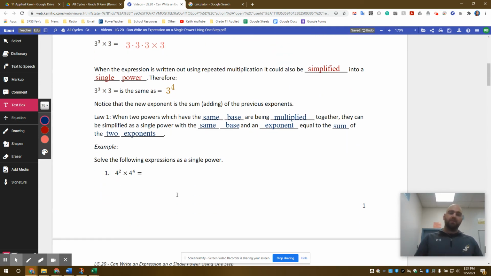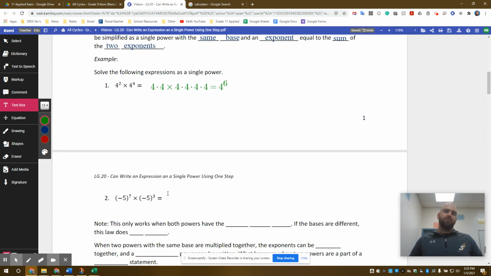Let's take a look at a quick example. Let's solve the expression as a single power. Normally we wouldn't necessarily have to write it out in repeated multiplication, but I will in this case. In repeated multiplication, we've got 4 times 4, that's 4 squared, and then we have 4 times 4 times 4 times 4, which is 4 to the power of 4. You'll notice here we have 6 fours being multiplied together, which means this is the same as 4 to the power of 6. 4 is our base, and 2 plus 4 is 6. So we can write it as a single power.